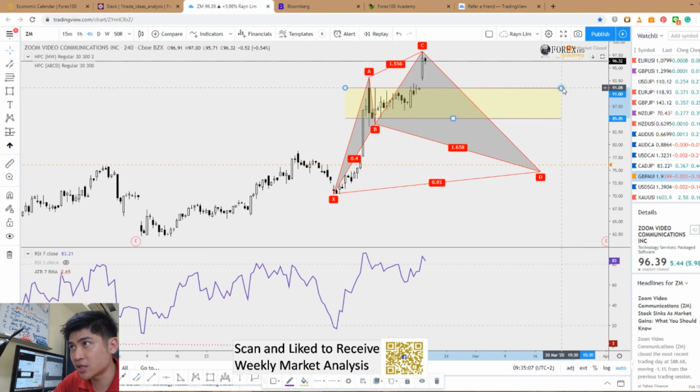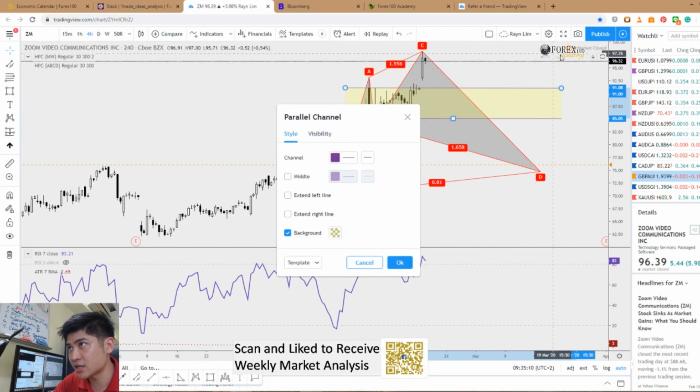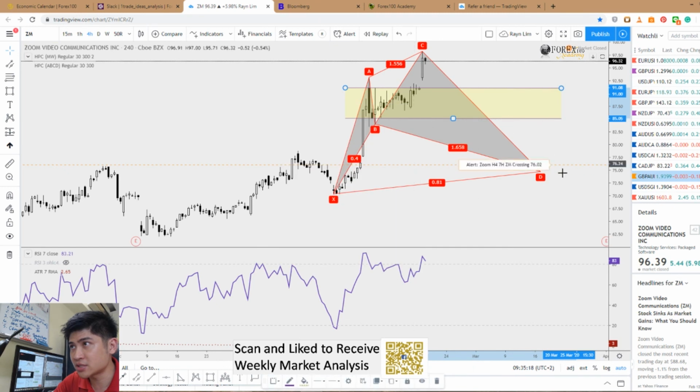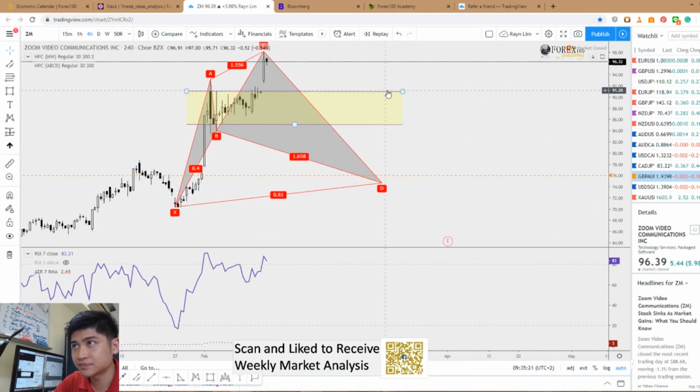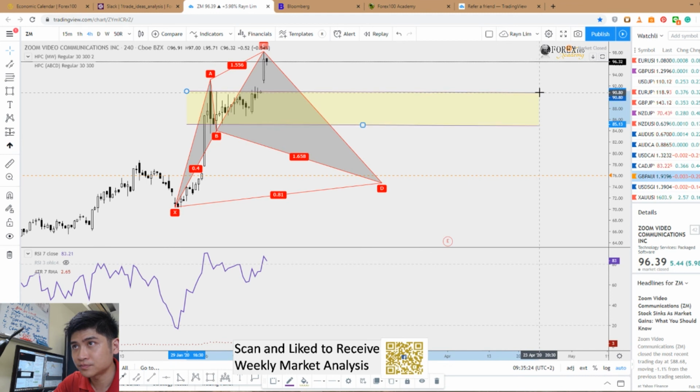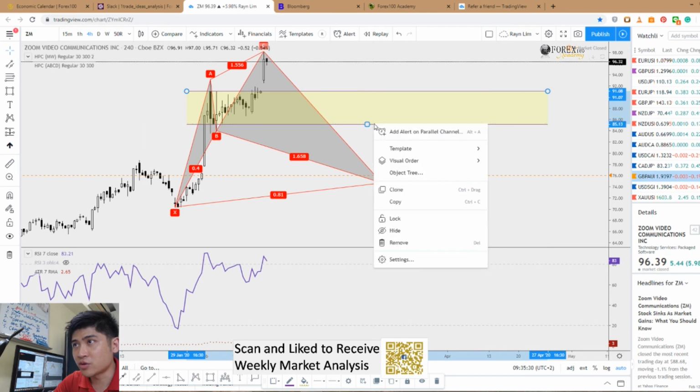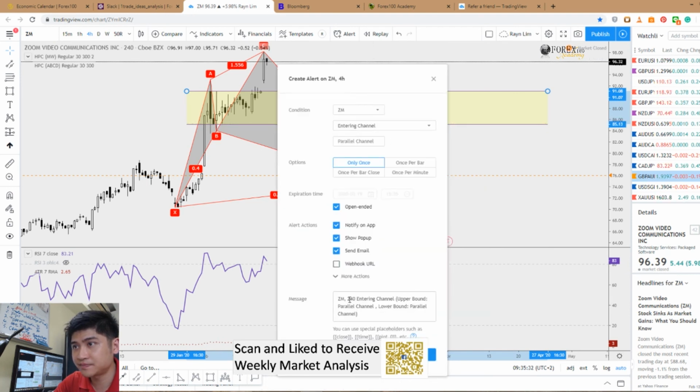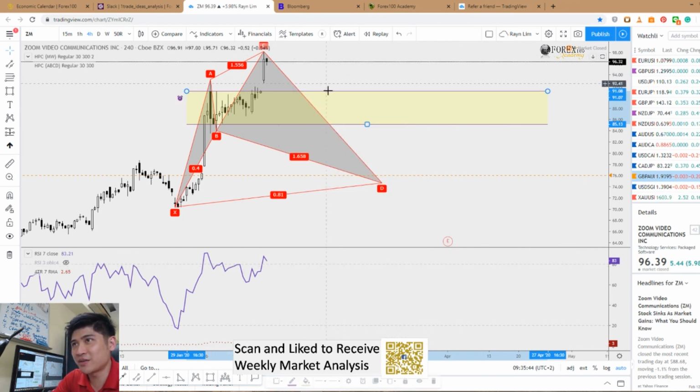And it's always good to draw it longer, just in case it travels out and then drops from here, it won't get triggered. So let me just draw it longer first. Okay, I can right click and add alerts over here. Zoom, H4, buy zone. How good is that? Hope you learned something. So if the market comes down, you receive the alert. Then you can start to watch closely.